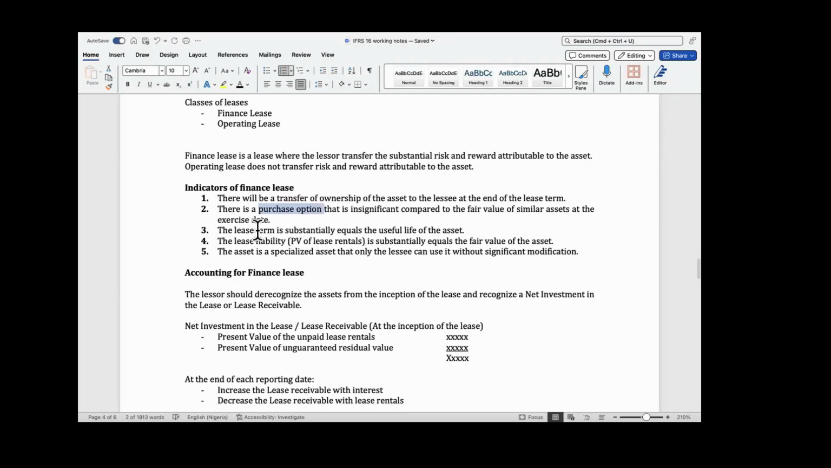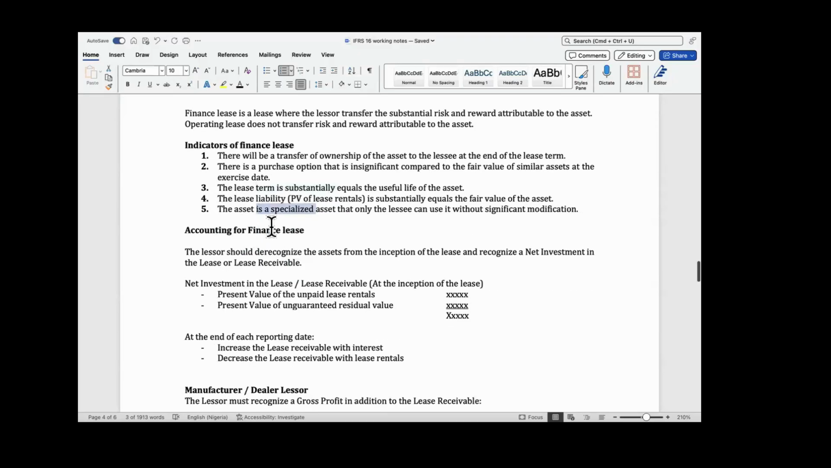And also the lease term is substantially equal to the useful life of the asset. The lease liability, or the PV of lease rental, also substantially equals the fair value of the asset, and the asset is a specialized asset.